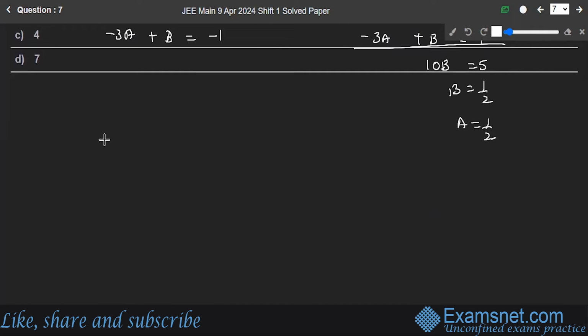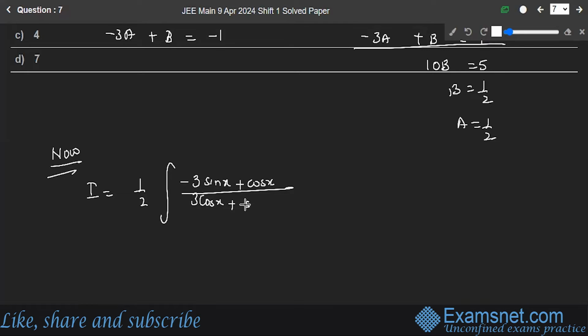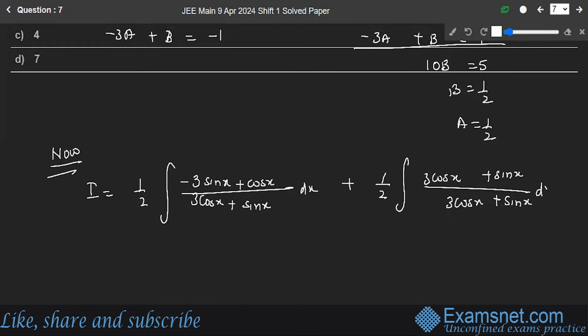This can be written as, now your integral is equal to 1 by 2 integral of minus 3 sin x cos x upon 3 cos x plus sin x dx, plus half integral of 3 cos x plus sin x upon 3 cos x plus sin x dx. So this will be equal to 1 by 2 natural log of 3 cos x plus sin x, and this will cancel.